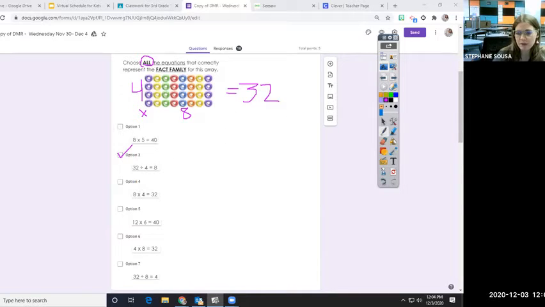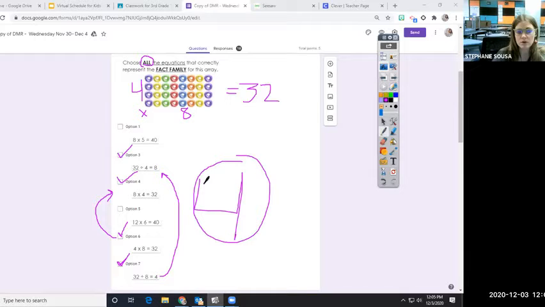Next up, we have our multiplication. Again, there's an 8, there's a 4, there's a 32. So 8 times 4 equals 32 also matches this. 12 times 6, there's not even a 12 on here. 4 times 8 equals 32. That's the same as option 4, just switched around in the numbers. So that is a correct answer as well. 32 divided by 8, that's the same as option 3. It's just the divisor and the quotient have switched places.